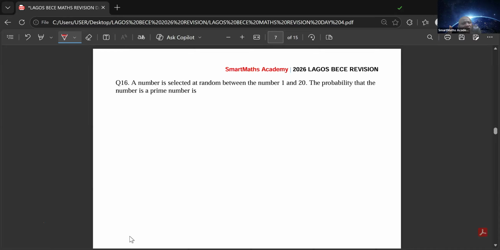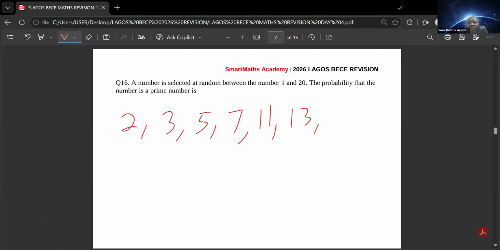So, I said it has two factors. Take note of that. That means 1 is not a prime number. Please take note of that. So therefore, let's list out the prime numbers we have between 1 and 20. 2 is a prime number, 3 is prime, 5 is prime, 7 is prime. 9 is not a prime number because 3 can divide 9. 11 is prime, 13 is prime, 15 is not prime, 17 is prime, and 19 is prime.